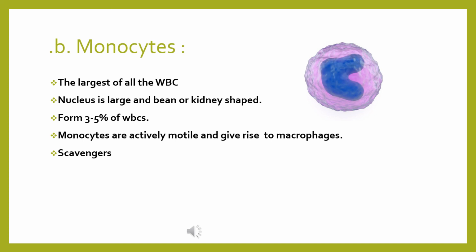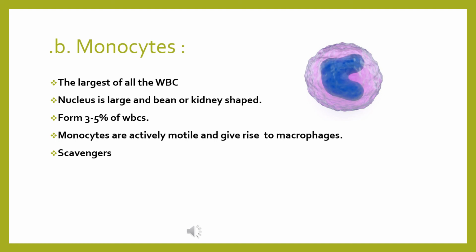Monocyte is a type of agranulocyte, meaning the cytoplasm of monocyte is without granules. It is the largest of all WBC. It shows the presence of a large nucleus with a bean shape or kidney shaped nucleus. They are about 3 to 5% of the total WBC in the blood.